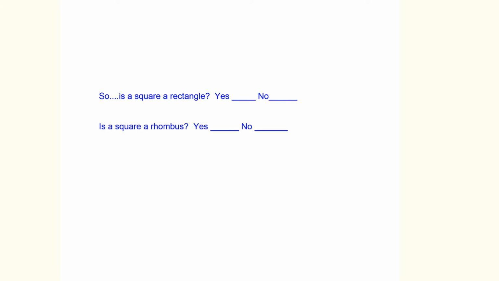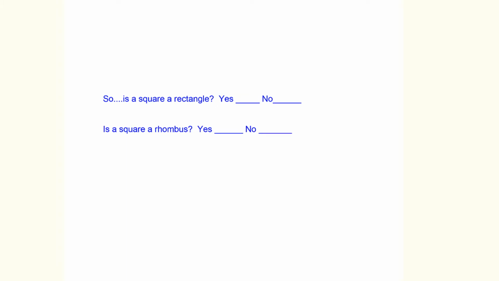So, after reviewing our notes from the previous page, is a square a rectangle? Yes or no? What do you think? And go ahead and check your box, yes or no. And then, is a square a rhombus? Yes or no? By technical definition, a square is most definitely a rectangle. And a square is also a rhombus. Next page.